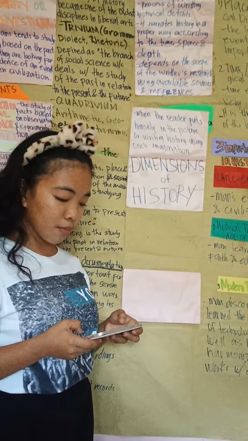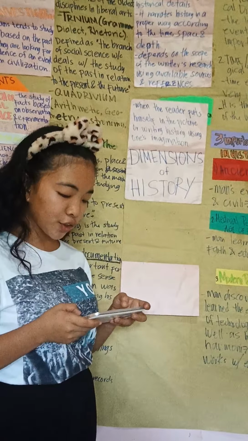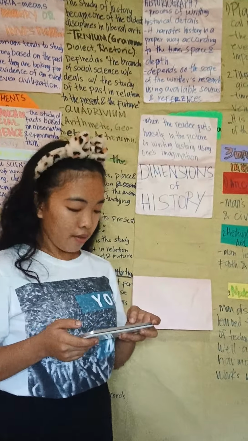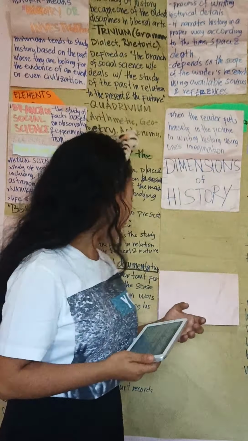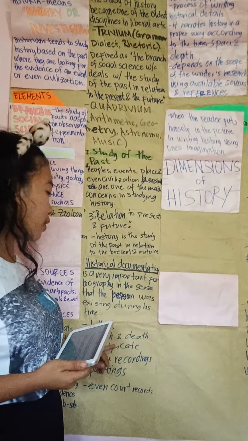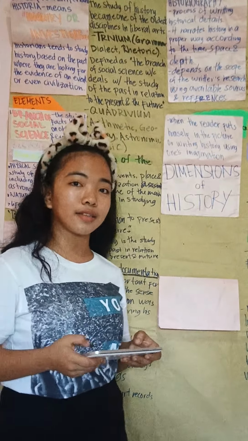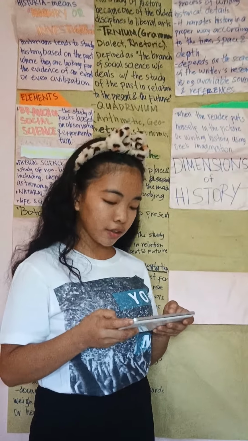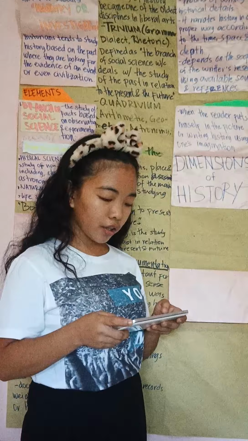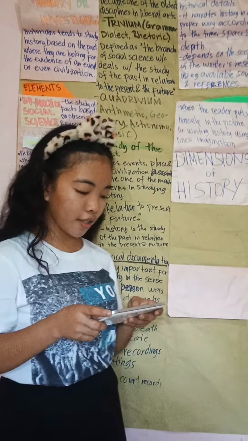Documents are one of the reliable sources of history, according to Teodoro Agoncillo, late nationalist historian. Ibig sabihin, kailangan nga ng sources of history. Kailangan yung sinabi kong letters, birth certificate, and so on, para makilala ang isang tao. Therefore, the sources of history are primary or secondary. So, yun na nga yung nasabi ko kanina.